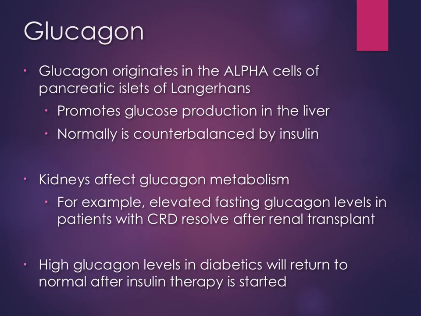The kidneys, interestingly enough, have an effect on glucagon metabolism. For example, if you have elevated fasting glucagon levels in patients with chronic kidney disease, this resolves after they get a renal transplant. So the kidneys have a huge effect on the regulation of glucagon levels. High glucagon levels in diabetics will typically return to normal after insulin therapy is started.